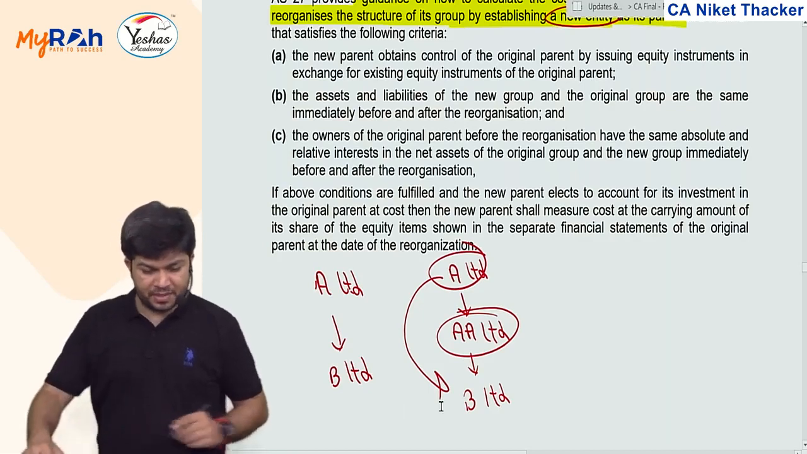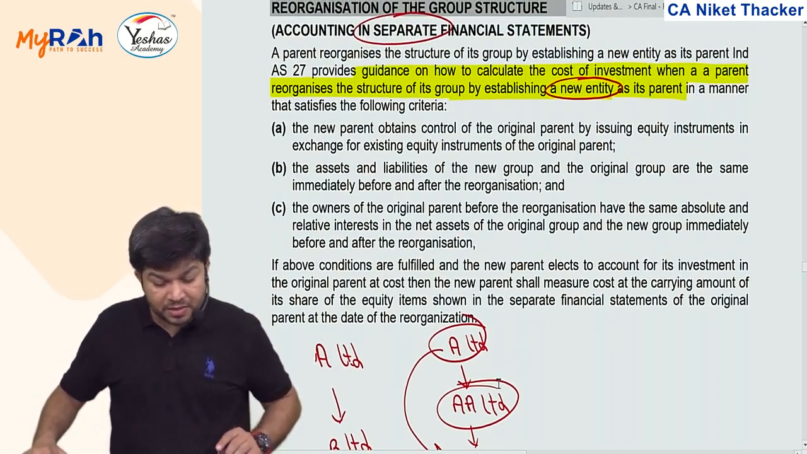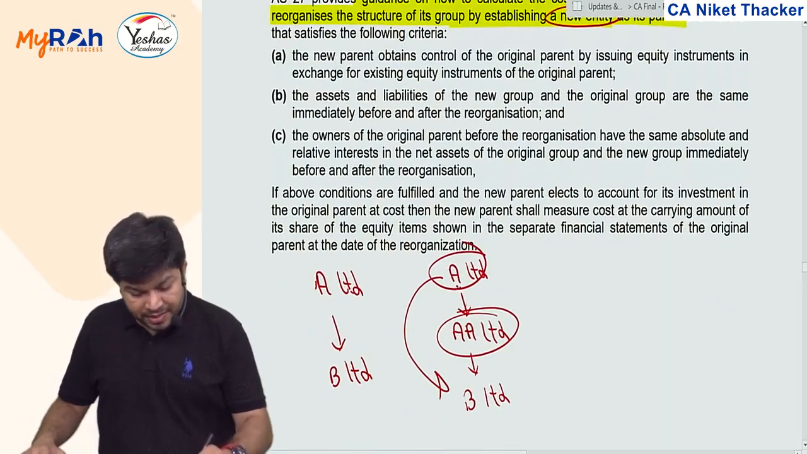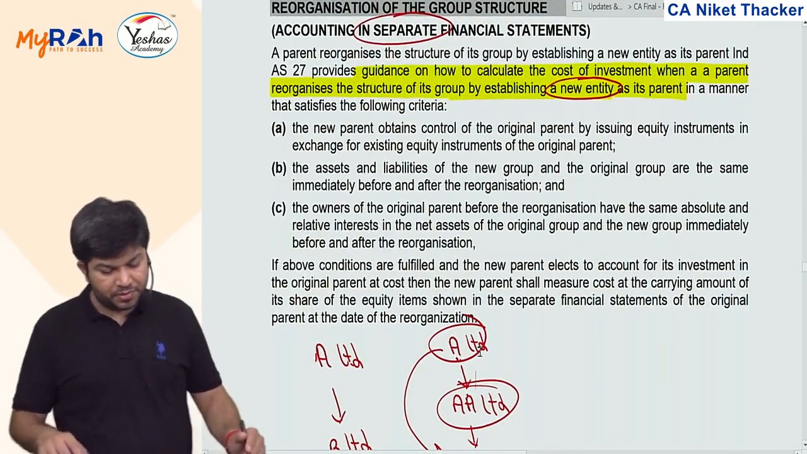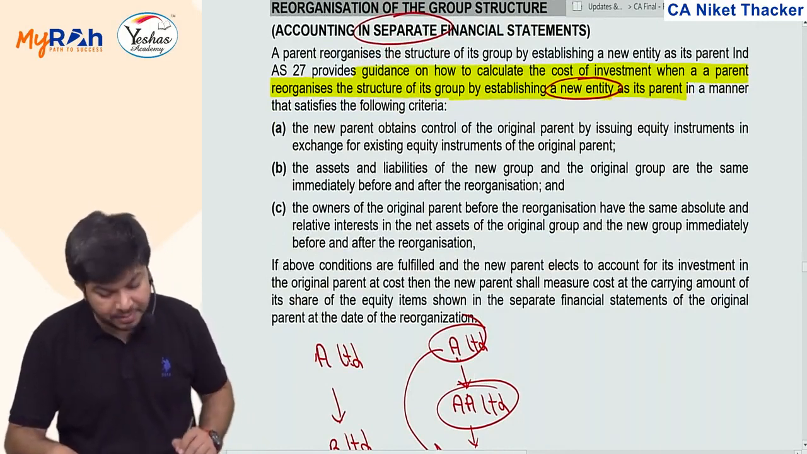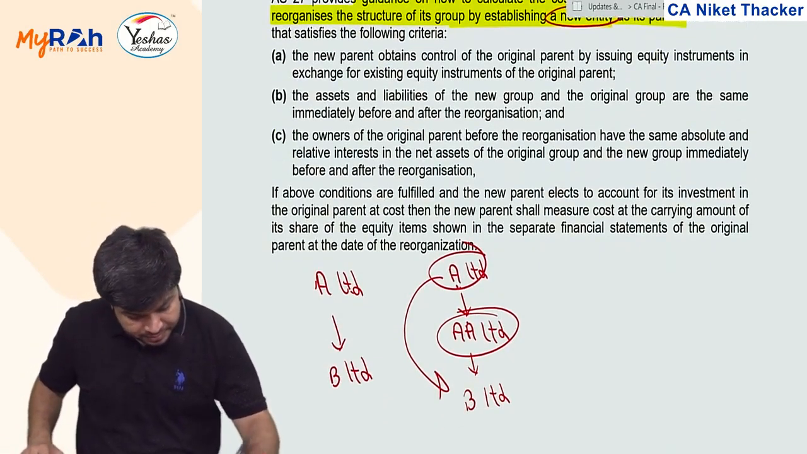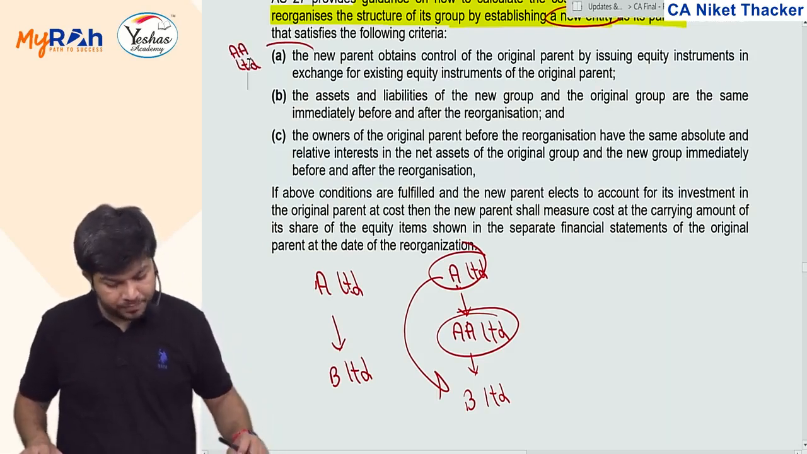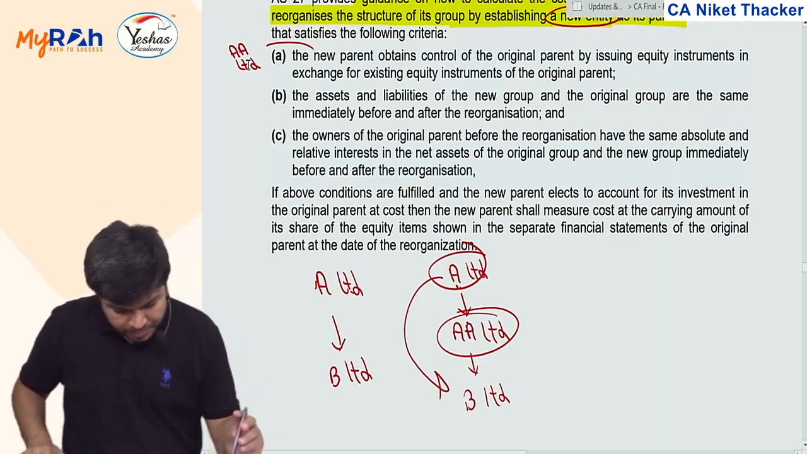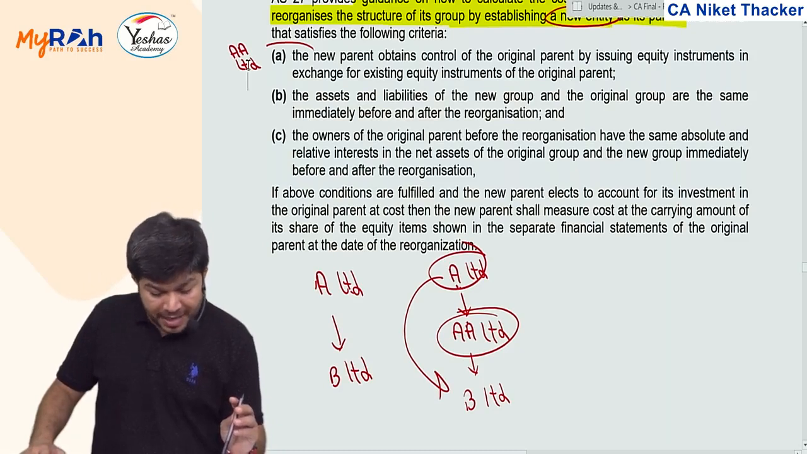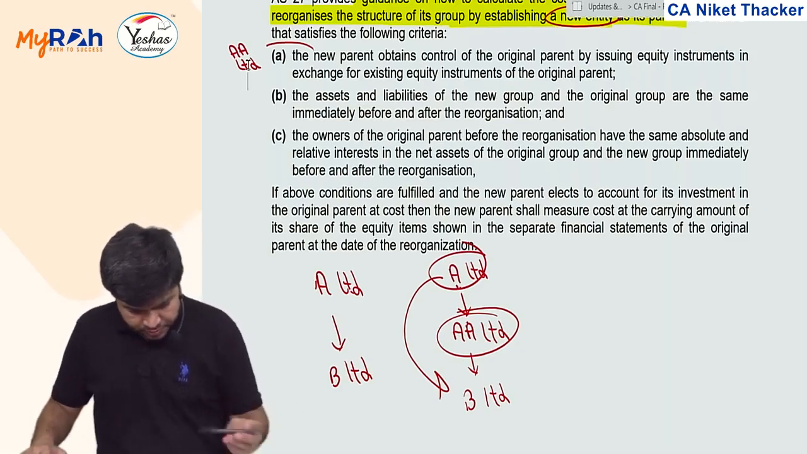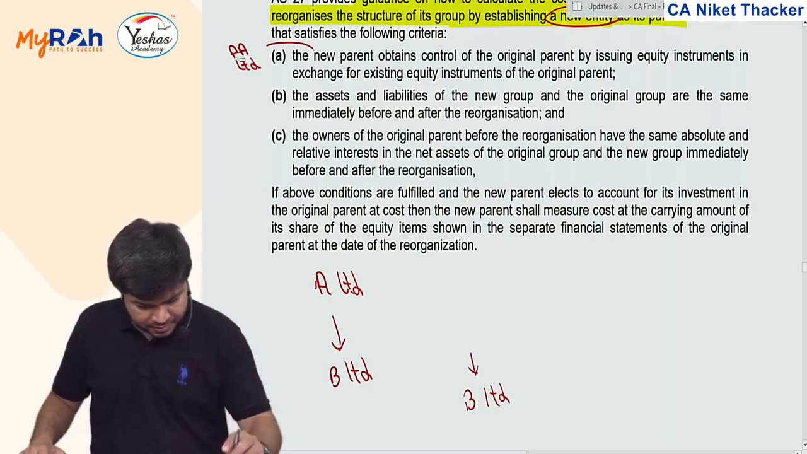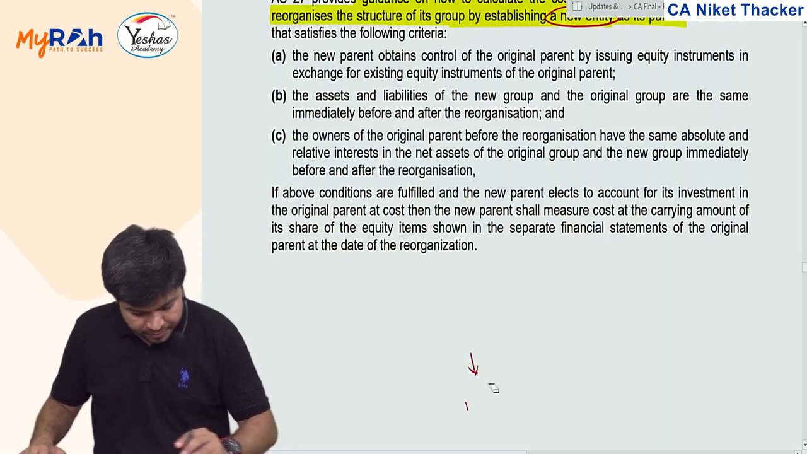So if this thing happens, how to calculate the cost of investment? So A to B, now it's A to double A. They have given the new parent, which is actually double A. The new parent obtains control of the original parent. They are trying to say, just wait, I just have to see the example they have given.